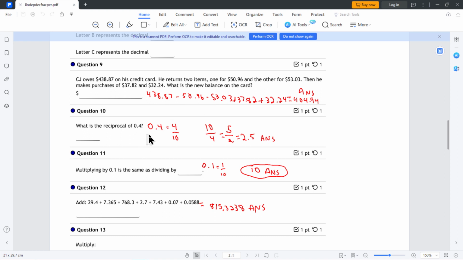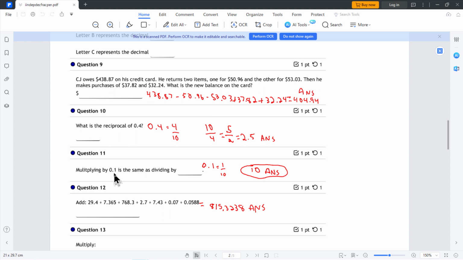And this one here was the reciprocal of. What is a reciprocal? When the numerator and denominator change position. So if the fraction is 4/10, the reciprocal of it is going to be 10/4. And as a decimal, that's 2.5.